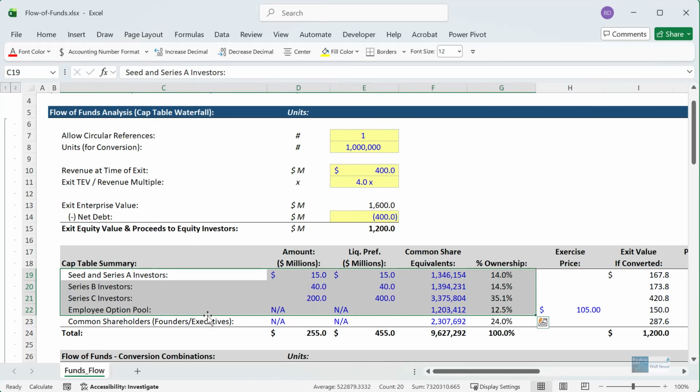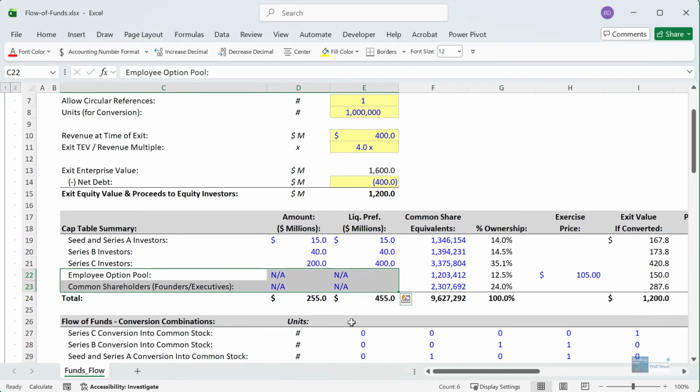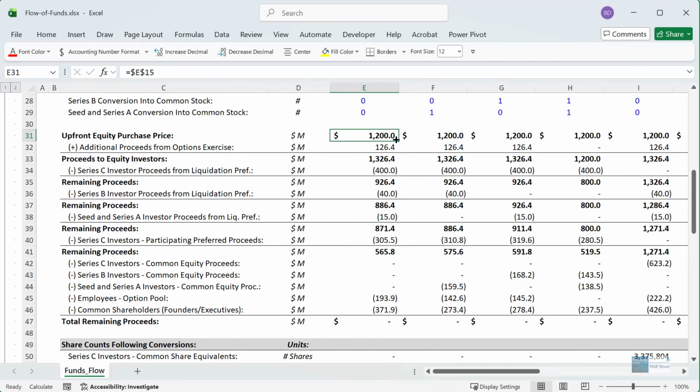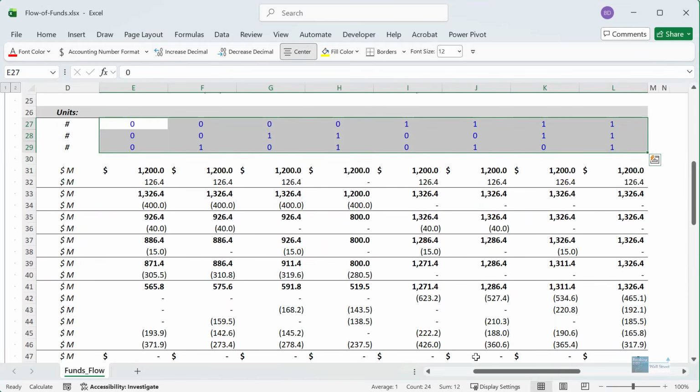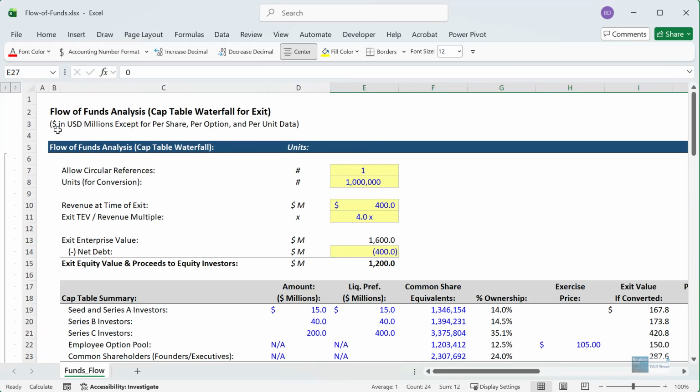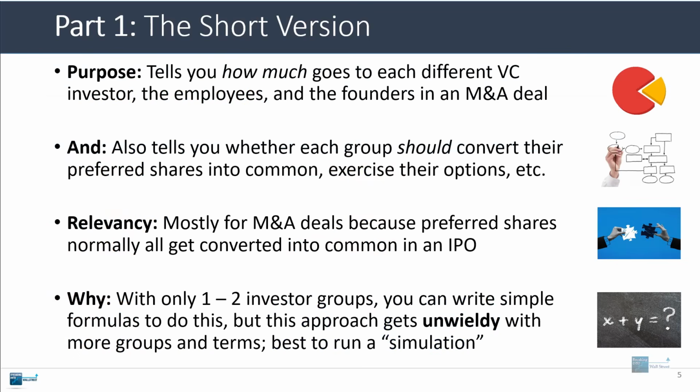Once it gets more complicated than that, and you have 3 or 4 or 5 groups, they have special terms attached, you have an employee option pool, you have founders or executives with different terms, then it becomes much more essential to run a simulation and to look at all the possibilities and then pick the one that is best.